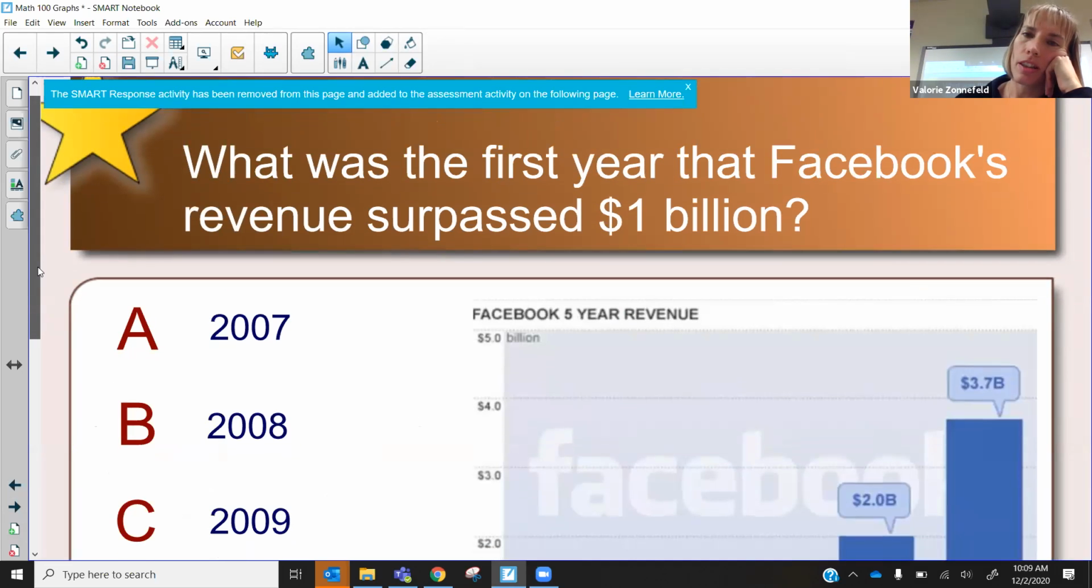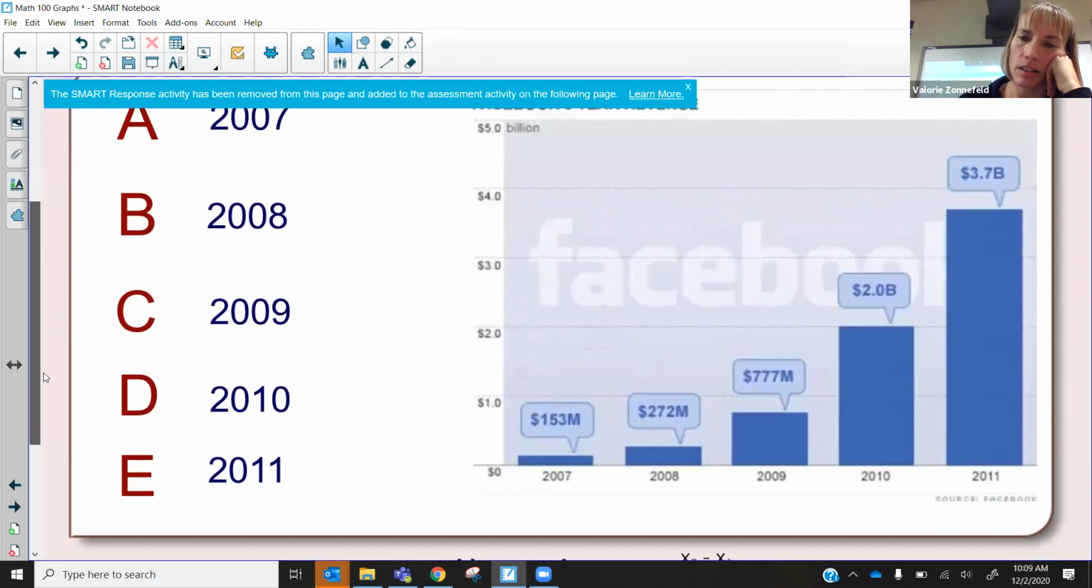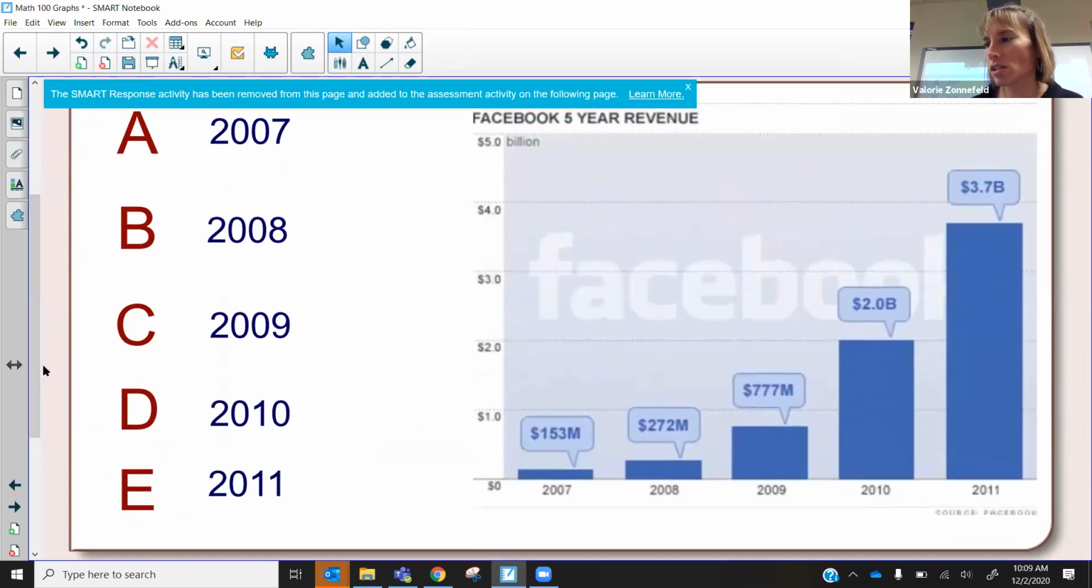What was the first year that Facebook's revenue surpassed $1 billion? It would be the one after 2009. You can't see it because of the thing. Yeah, 2010 was the first year it passed. And we can see, because it's labeled here, right there where it's still in the millions, 2010, we hit the billions. I have no idea what it would be right now because Facebook hasn't gotten any smaller since that time.